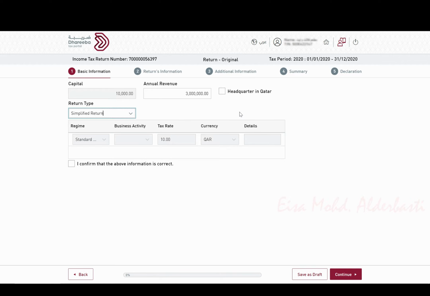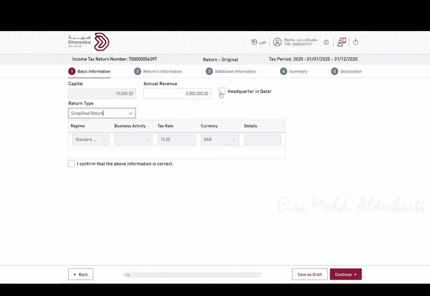Also, people ask me often, what is the period of the audit, or rather the word audit always comes to me. This is not an audit, it's a filing. So what is the time frame of the simplified filing? The filing period is for a 12-month period. As you can see at the top, they have written the tax period from 1st January 2020 to 31st December 2020. So I hope that's clear.